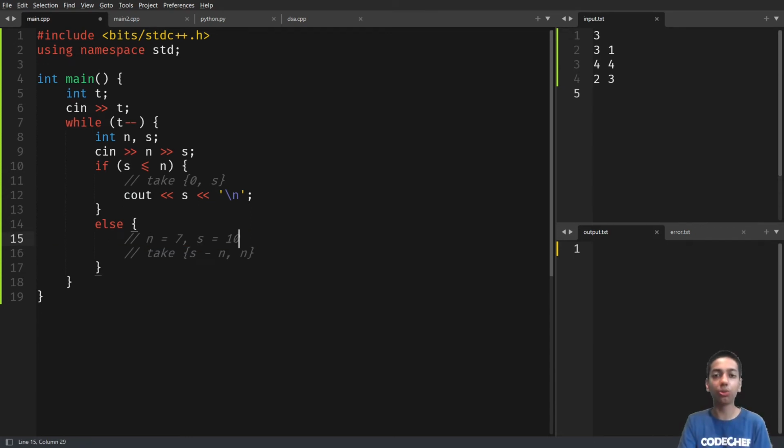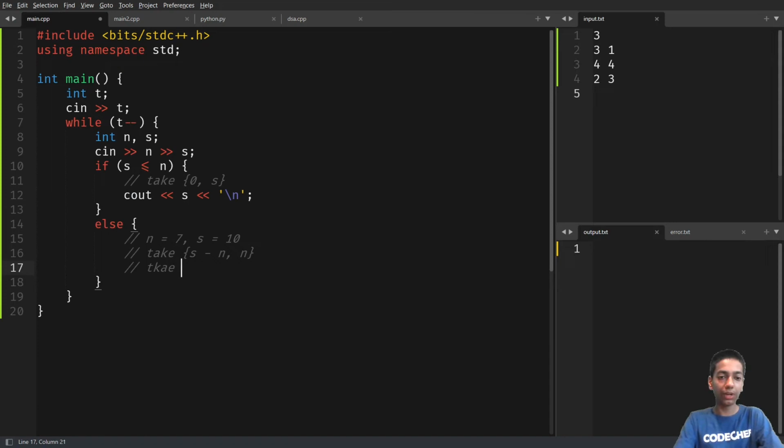Because if we take 0, 1, 2, and even if the second one is as large as possible, that is 7, the sum still won't be 10. For the sum to be 10 and the maximum value we can take is 7, the other one has to be at least 3, right? If it is 3, then this is 7, so this obviously works. Taking S minus N, that is 10 minus 7, that is 3, the minimum possible value. And accordingly, to have the sum as S, the other value should be N.